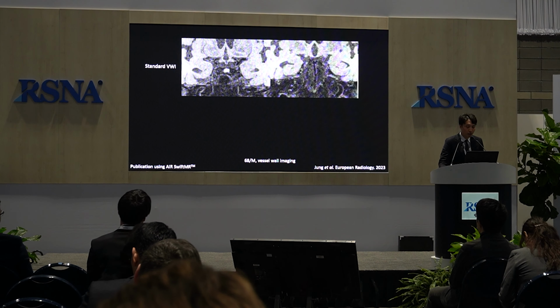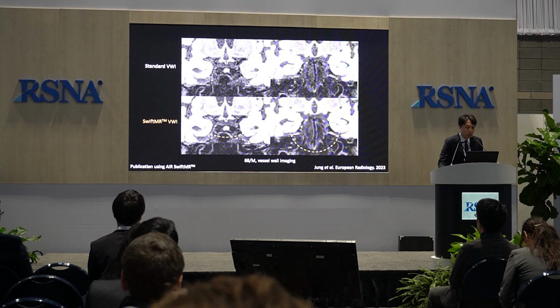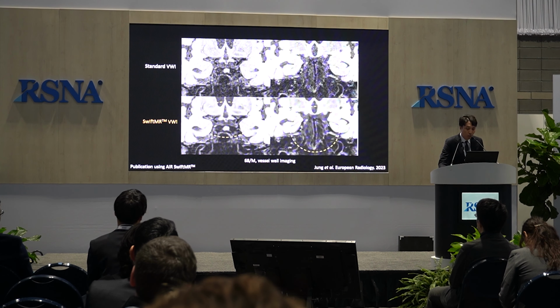Similarly, for vessel wall imaging, this is the standard MP-RAGE. There's much noise in the central area, in the circle of Willis and vertebrobasilar artery. After Swift MR reconstruction, the walls of the vessels are much more visible.